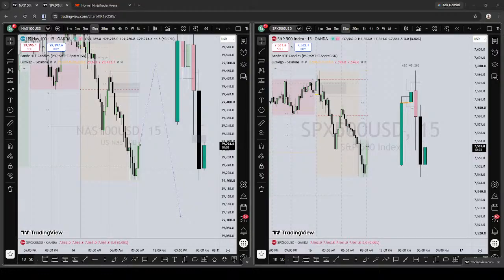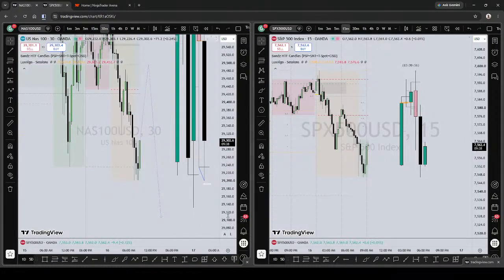So I'm looking for... I have some SMTs at the bottoms, but that does not really count for me. I don't take that into consideration. Also worth noting that we've swept, though that's not necessary for me either. Let me look at the 30-minute charts.